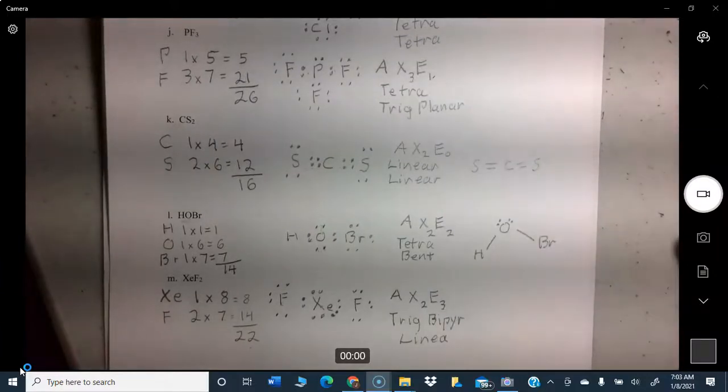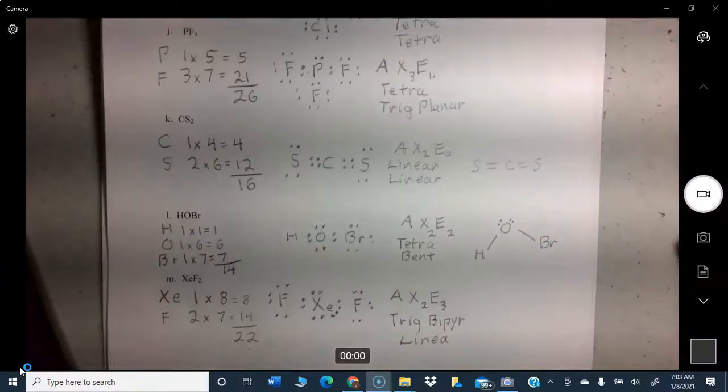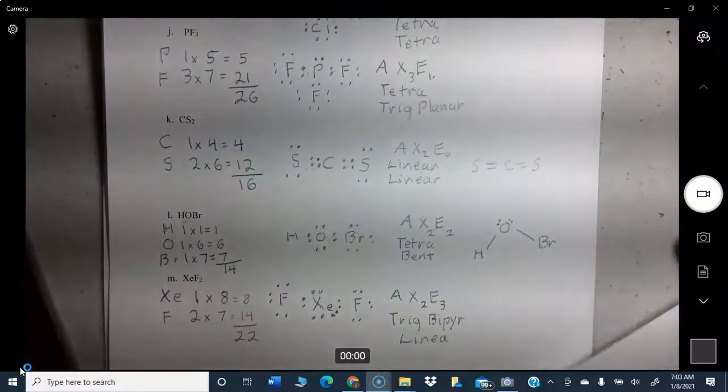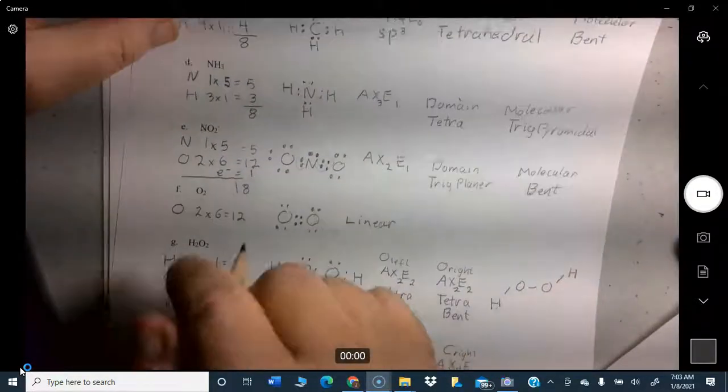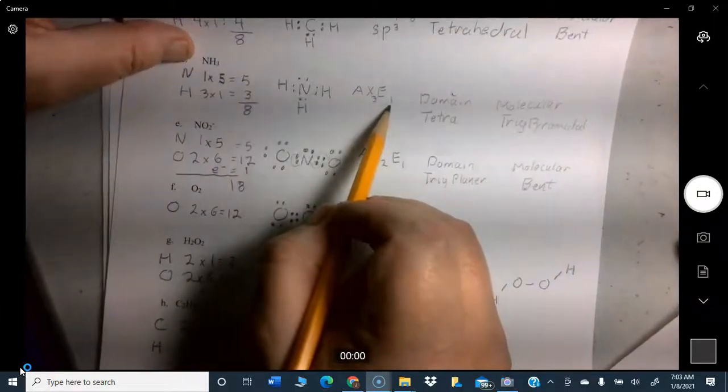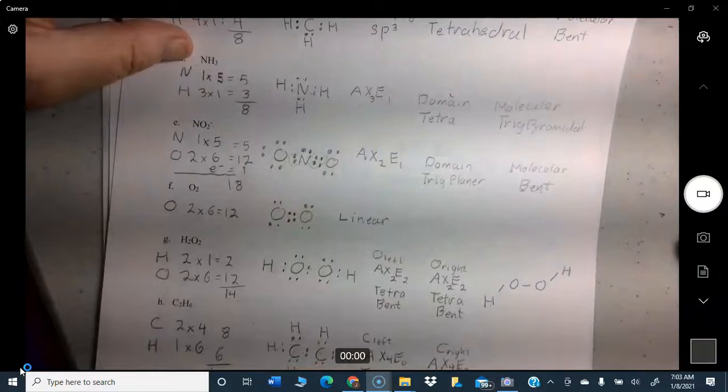I do want to do one more, but I forgot to put the hybridizations in for all of these. So let's go do it. We can do it very quickly from the sheet here. So let's go back to D, the second one we did, NH3. It's AX3E1. So you simply come over here.